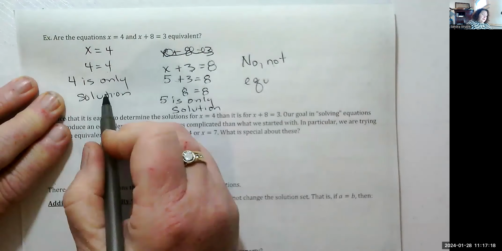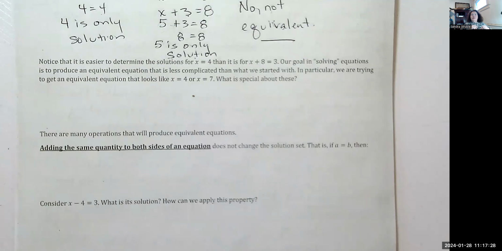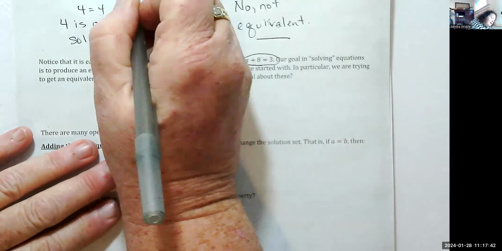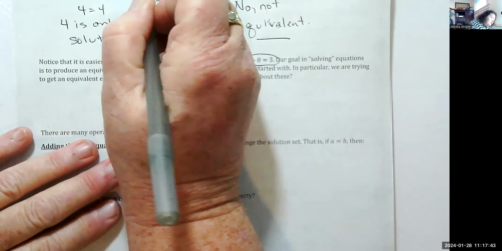All right, notice that it's easier to determine the solutions for x equals 4 than it is for x plus 3 equals 8. Oh, it is written wrong here. That's what I was looking at. Oh, it's written wrong here too. Oh, that's why my issue is. I was writing it incorrectly. It should be x plus 3 is equal to 8. That's crazy that it printed off this way. I don't know.